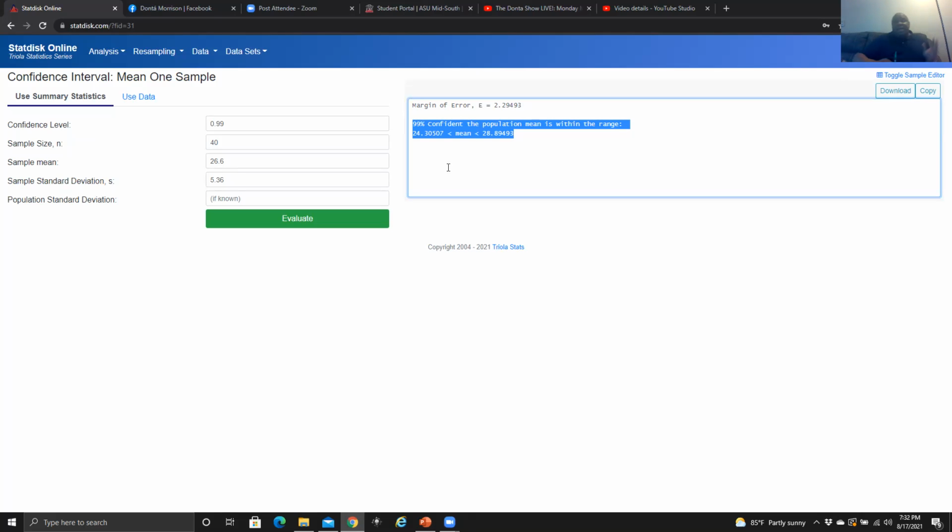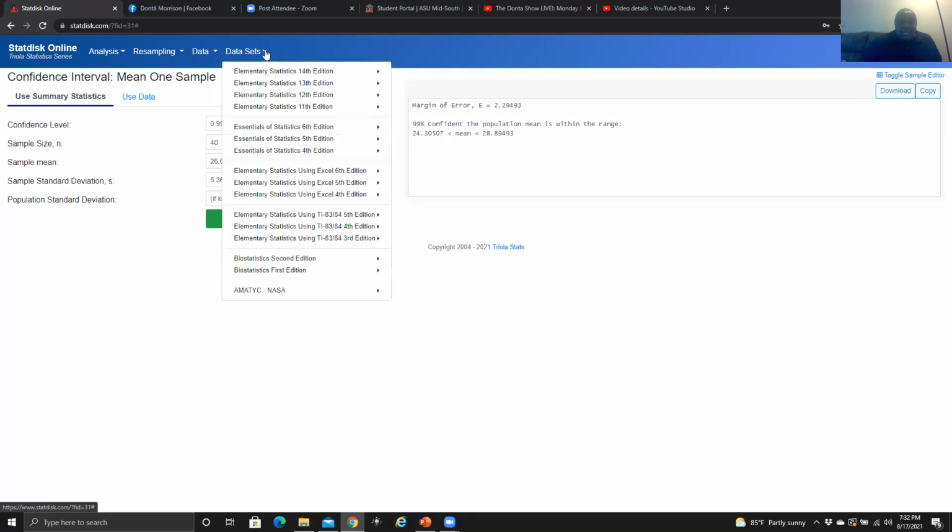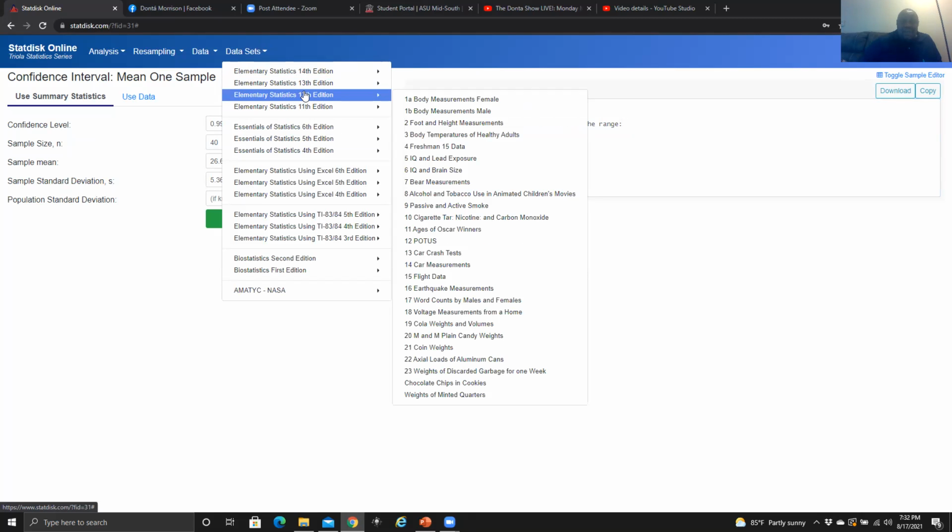All right, now we have to do the same thing for females. So I'm going to go back to data sets and choose the one that says Elementary Statistics 12th edition. I think you're going to have to do the same thing for the actual StatDisk assignment. Now we're going to select body measurements for females. It's going to be this one right here.